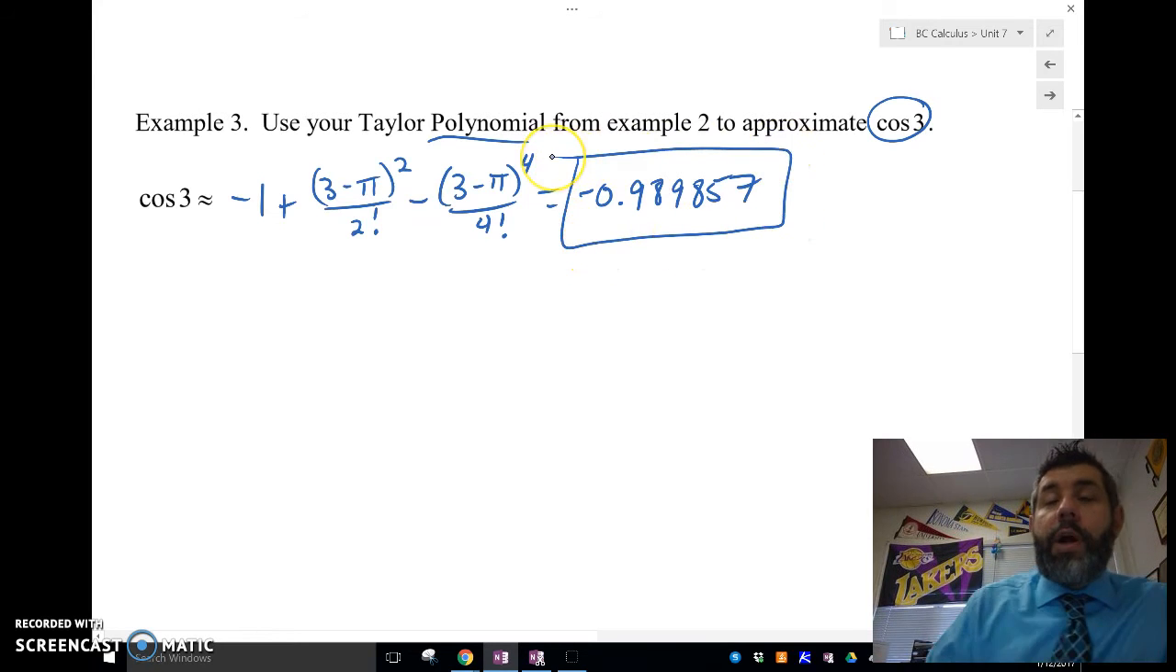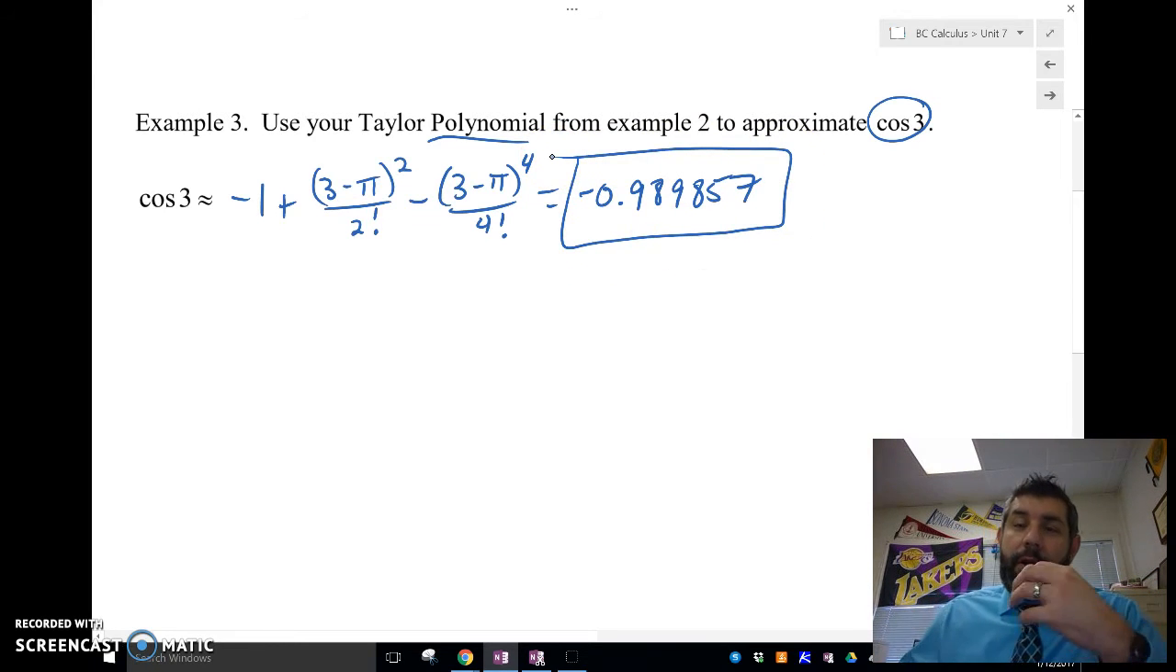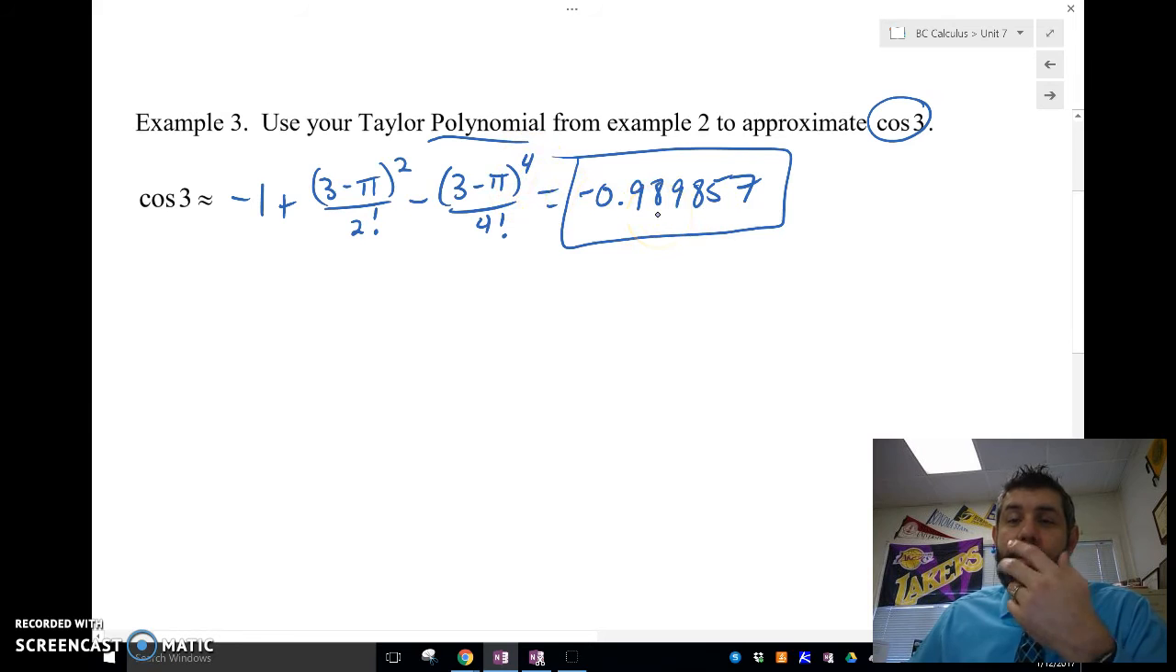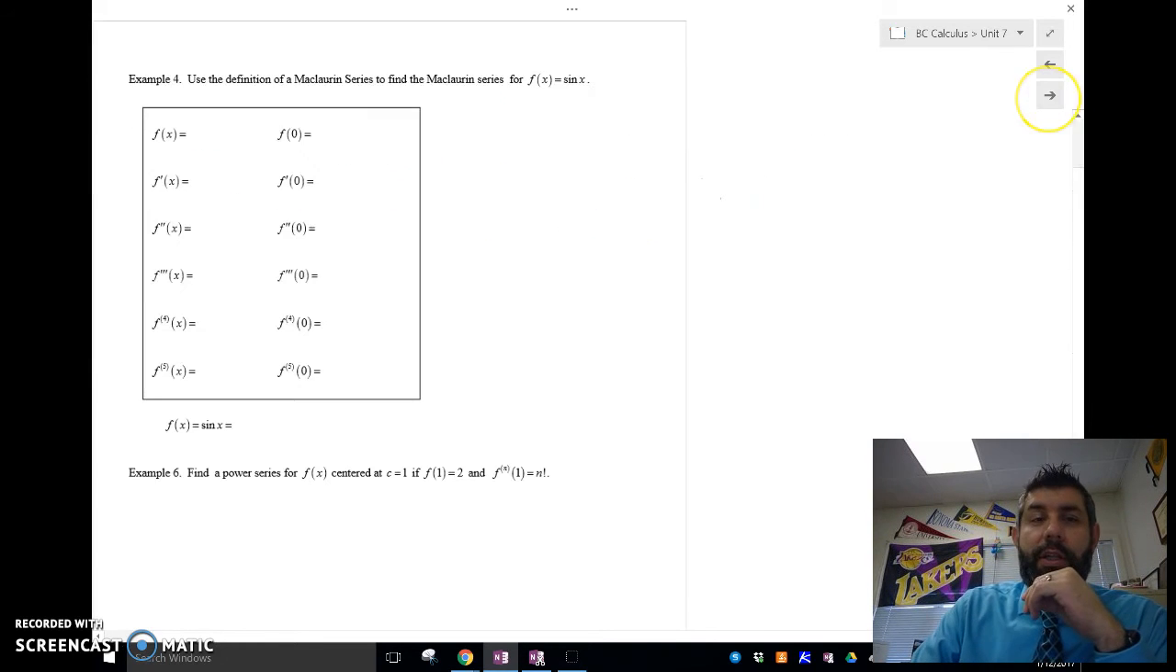And that is an approximation. Now, cosine of 3 is actually negative 0.98999. But this is close. It's an approximation. And we're out to the 4th degree, and we're only off on the 4th decimal, hundreds of thousands. So it's a pretty good approximation. Let's take a look at the next one.